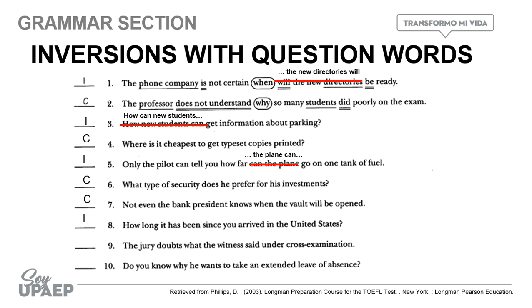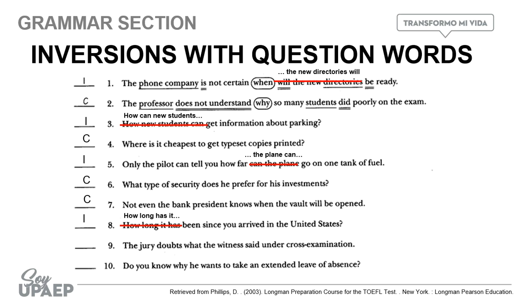Number 8, how long it has been since you arrived in the United States? It is incorrect. Why? Because this is a direct question, so we need an inversion. Auxiliary verb, has, then the subject, and then the verb. How long has it been since you arrived in the United States?